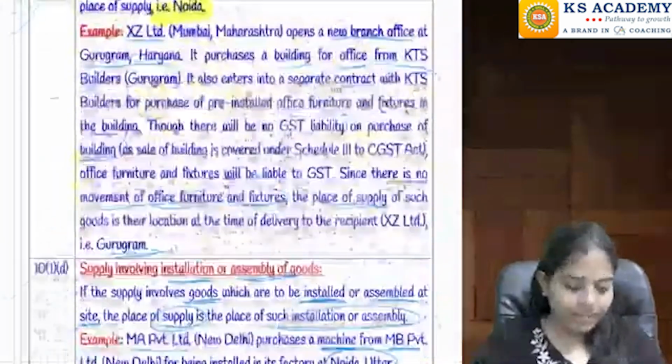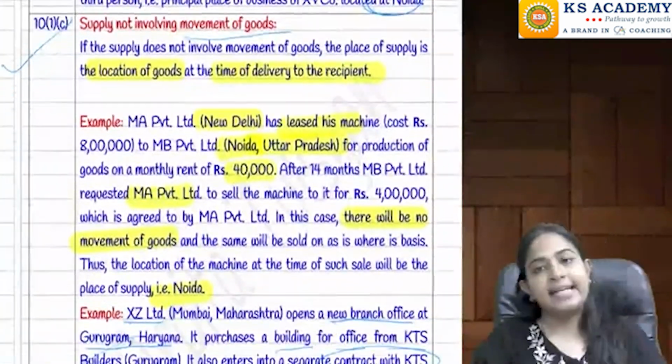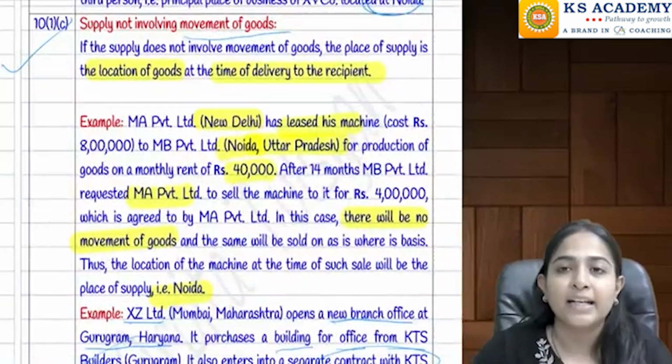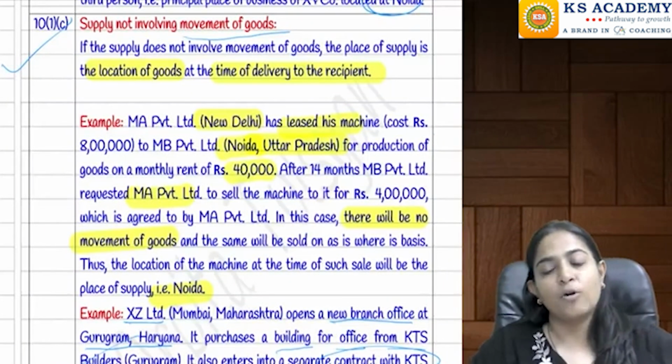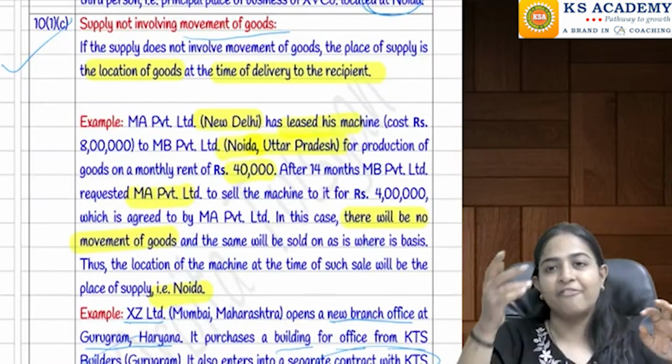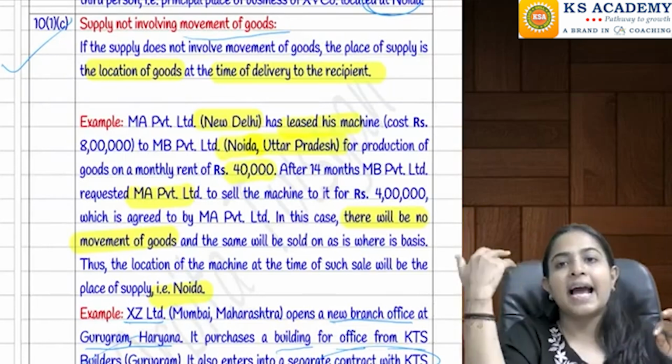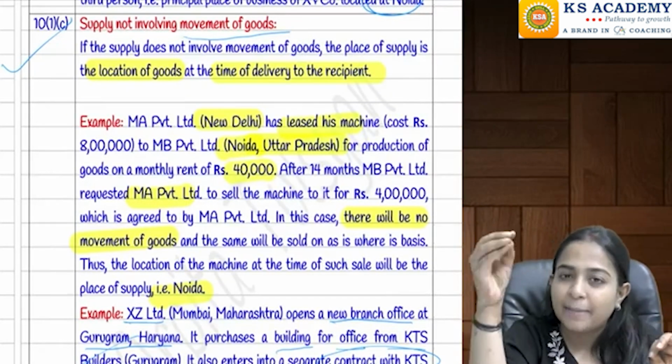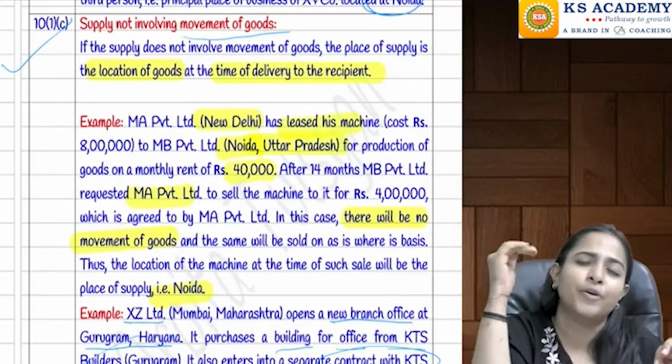Can you see section number 10.1c in your books, everyone? Yes, 10.1c talks about supply not involving movement of goods. Okay, we have been taking an example of this. Let's say I had leased you some goods. Okay, the goods are kept in your premises. Then I'm selling you the goods. You can keep the goods.